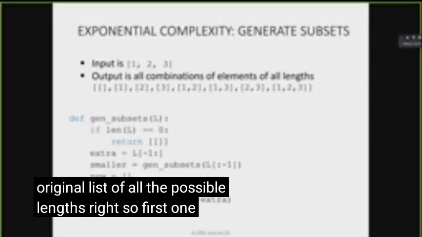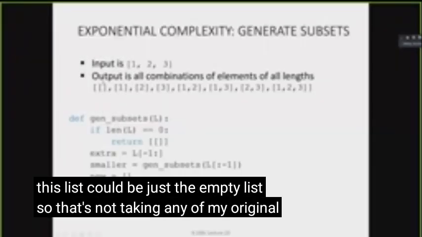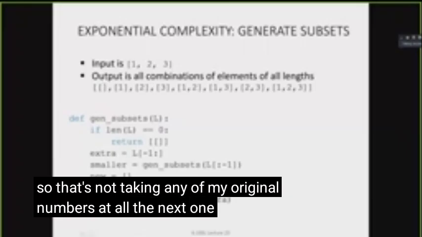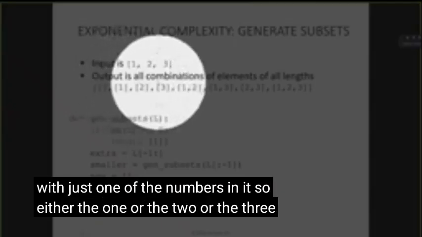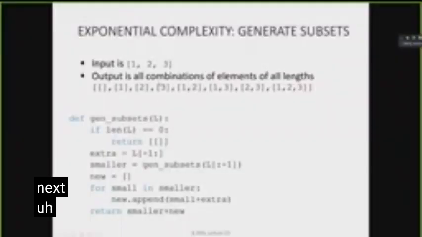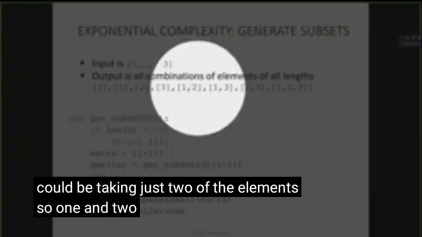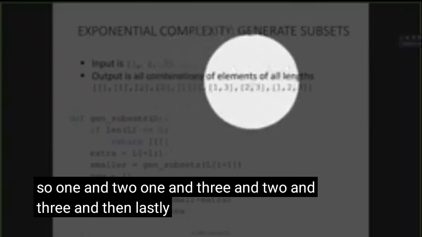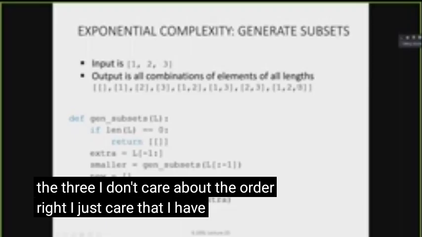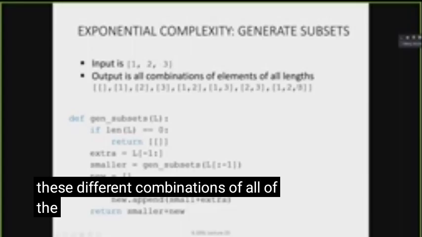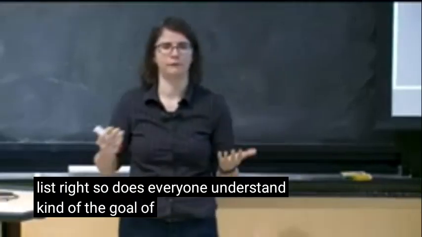First, one subset of this list could be just the empty list, so that's not taking any of my original numbers at all. The next one is a list with just one of the numbers in it, so either the 1 or the 2 or the 3. A next subset of my list could be taking just 2 of the elements, so 1 and 2, 1 and 3, and 2 and 3. And then lastly, I can just grab all the elements, so 1 and the 2 and the 3. I don't care about the order, right? I just care that I have all of these different combinations of all of the different lengths in my final list. Right? So does everyone understand the goal of this function?